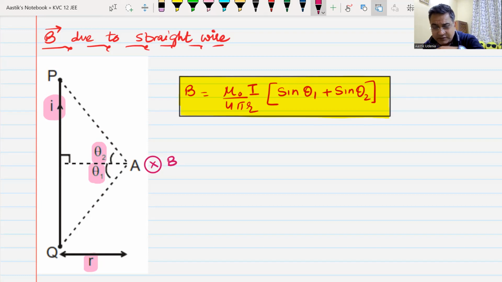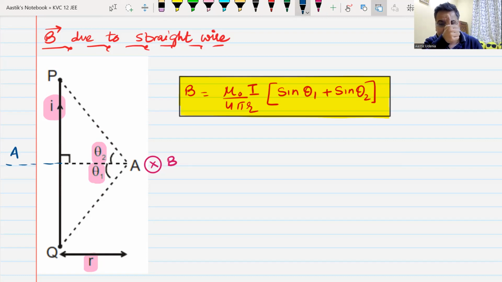Are you able to understand the direction of the magnetic field? Yes or no? If the point A is on the right hand side, the direction comes into the board. If the point A was on the left hand side, then what would have happened? Let us suppose the point A was here. Point A is here. What would be the direction of magnetic field at point A if it is on this side?